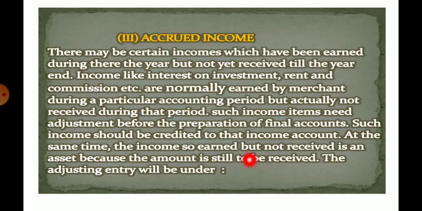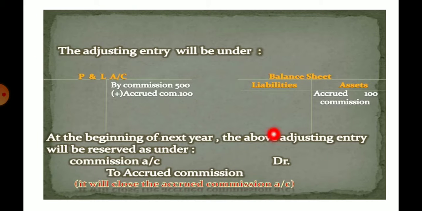The adjustment entry will be as under. In the P&L account, by commission, because commission is an income, and if there is some accrued commission it will be added back, and on the asset side it is treated as an asset and written as accrued commission. Okay, at the beginning of next year the above adjustment entry will be reversed under commission account to accrued commission.